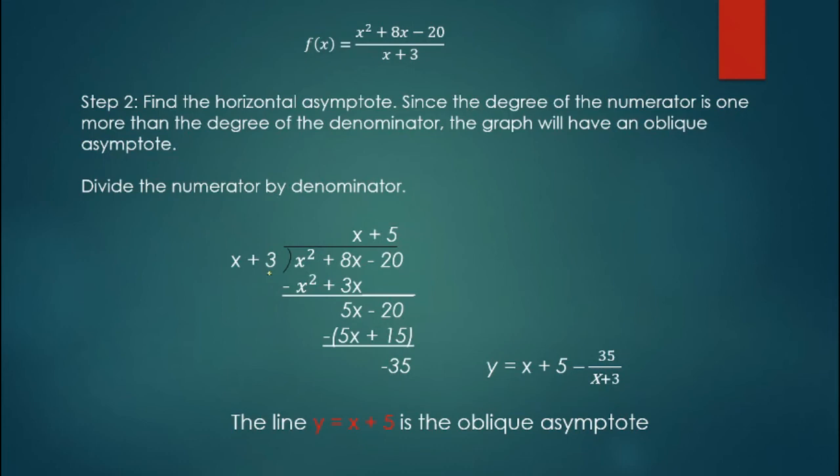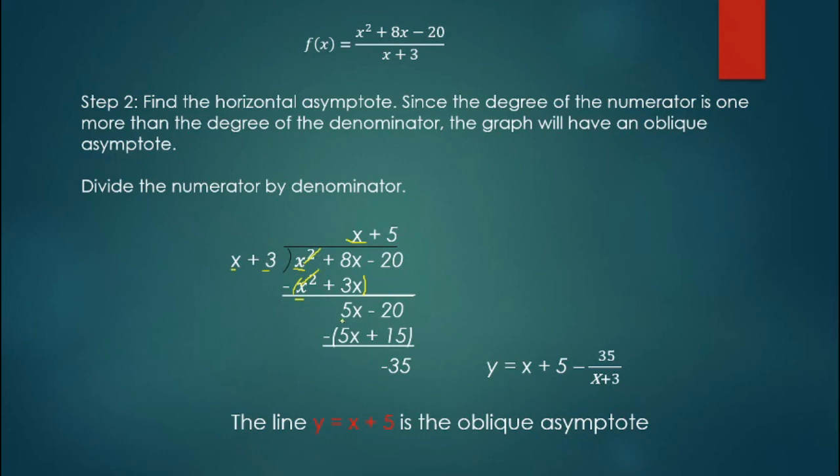So, how to divide polynomials? First term divided by the first term. So, x squared divided by x, that will be x. So, ito yon. And then x times x, this will be x squared, and then x times 3, that would be 3x. Ayan. And then minus mo sila, and then cancel na si x squared. So, 8x minus 3x, that is 5x. And then bring down negative 20.